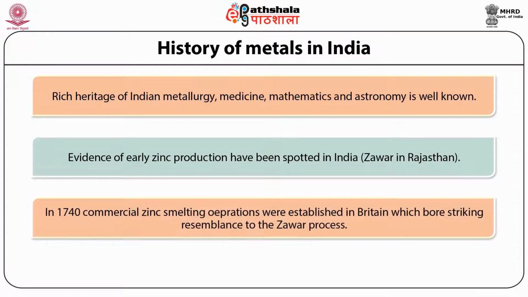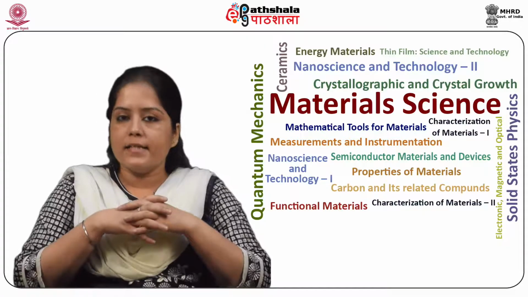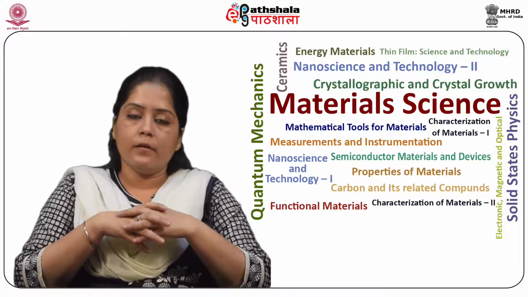However, in 1740, commercial zinc smelting operations were established in Britain, and interestingly, it had a surprising resemblance to the Zawar process. Iron and steels in India.